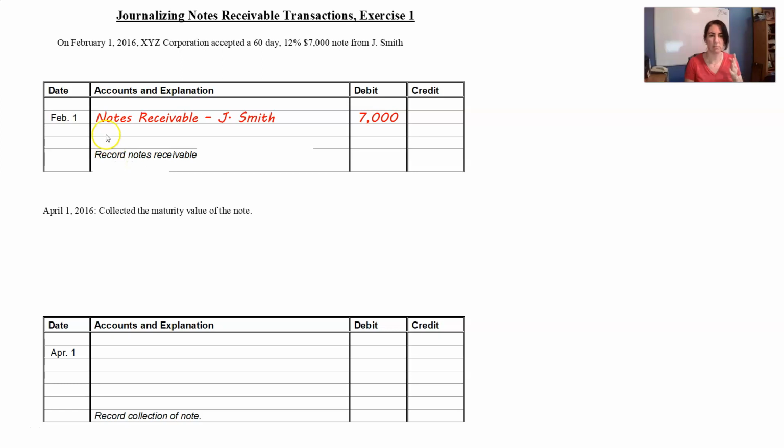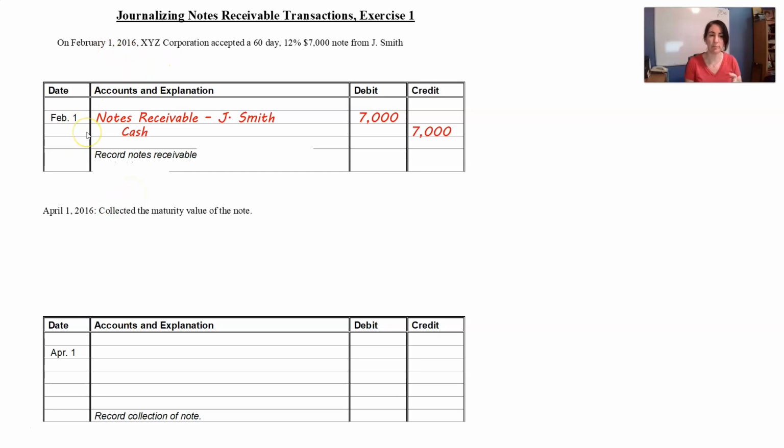So, if that was the case, debit our notes receivable, right? It's a receivable, so it's an asset. Credit cash, because it's for money, in this case $7,000. All right, so that's it. Don't worry about the interest or any of that kind of stuff right from the beginning. But let's calculate the interest, because now what happens?